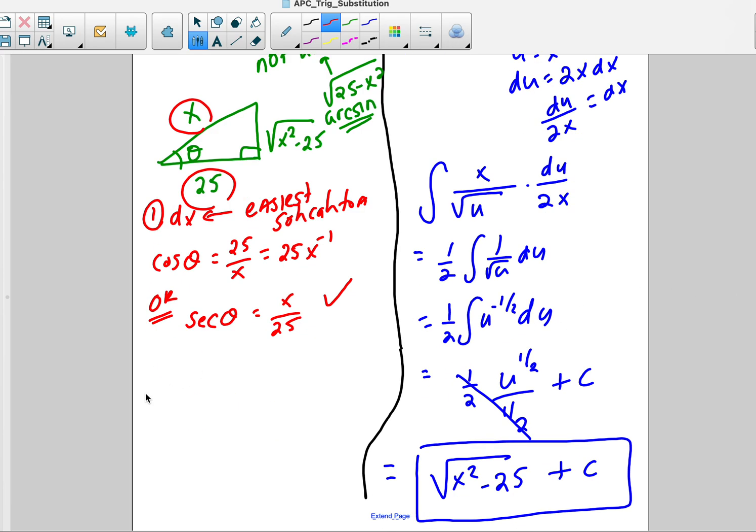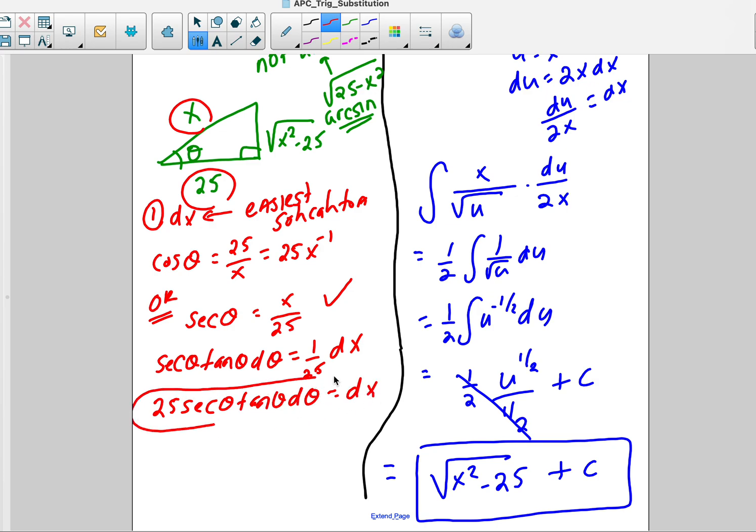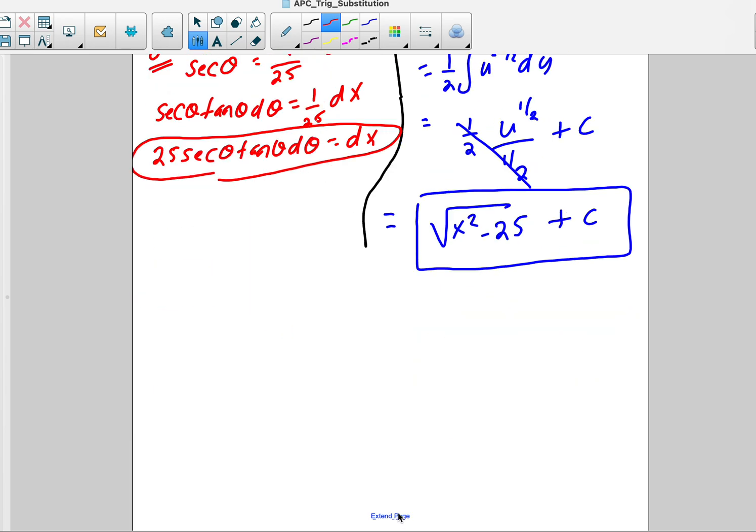So if I'm using secant, the derivative of secant is secant tangent, right? So secant theta, tangent theta, d theta. And then this is just a 1/25th in front of the x, so I get a 1/25th dx. You can see how little work there is in solving for the dx. I just multiply the 25 over, easy peasy, and I get a dx. So this is the first part of my arc trig. This is going to be a long page.